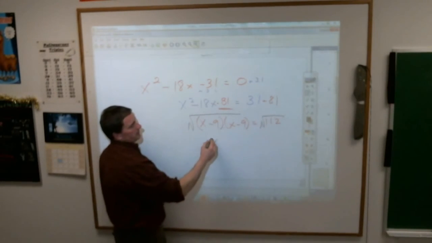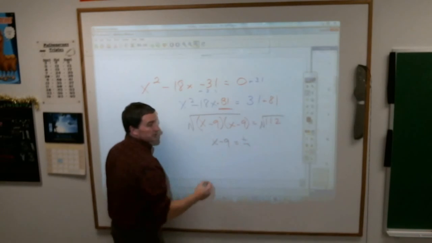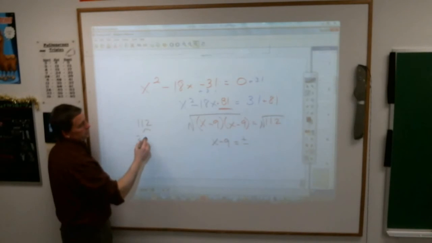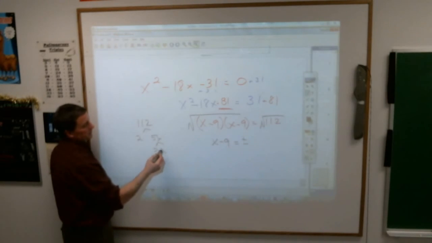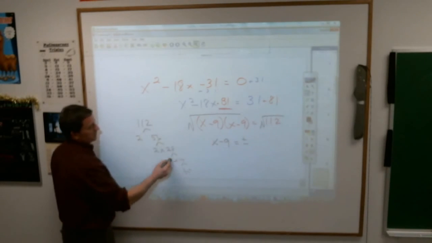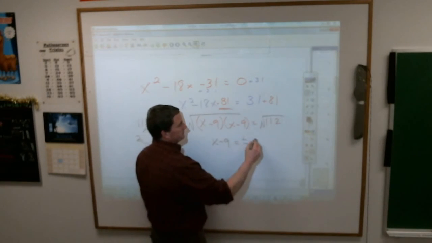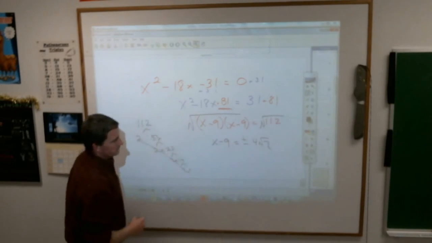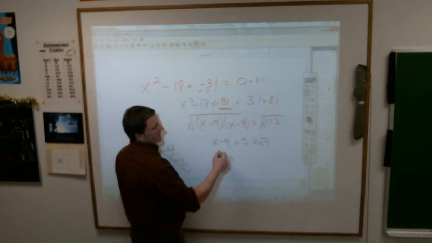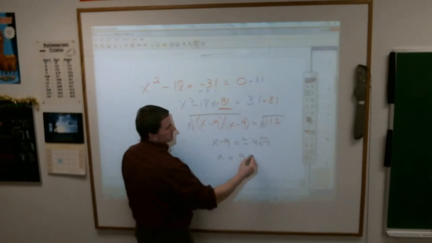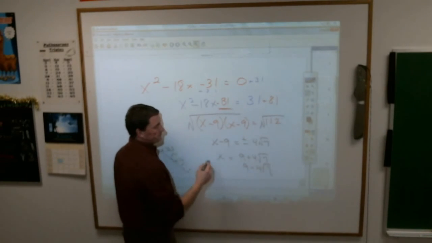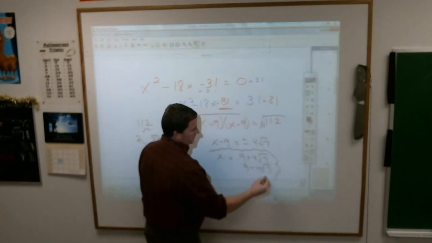Square root, x minus 9 equals plus or minus. Unfortunately, the square root of 112 looks like it can be broken down into 2 times 56, and 56 is 2 times 28, and that's 2 times 14, and that's 2 times 7. These are all square roots, so I'm guessing 4 times the square root of 7? Is that not right? Oh, you can. So your two answers are going to end up being x, add 9, so you get 9 plus 4 times the square root of 7, and 9 minus 4 times the square root of 7. I thought they were going to work out.